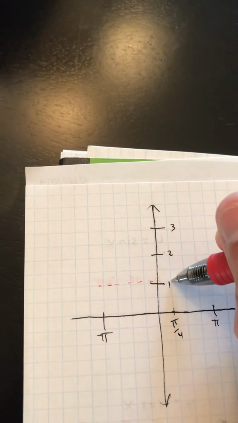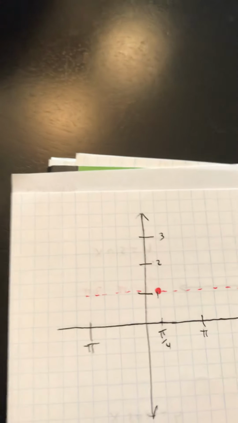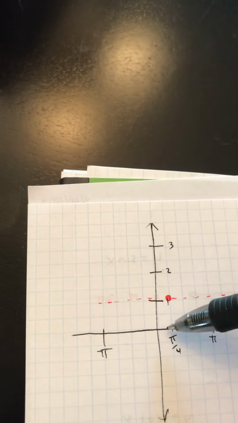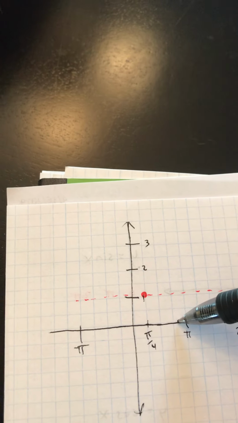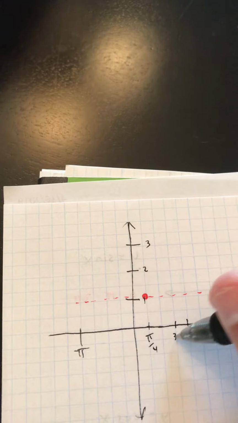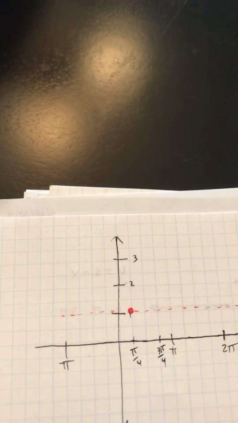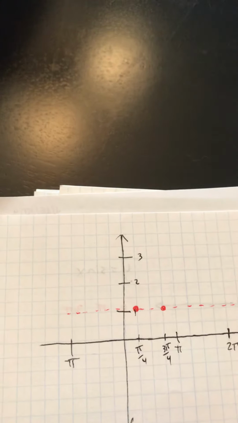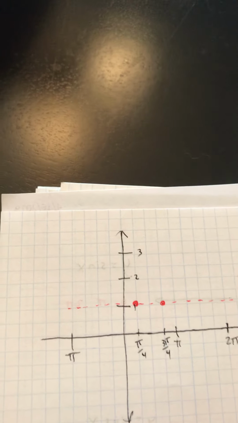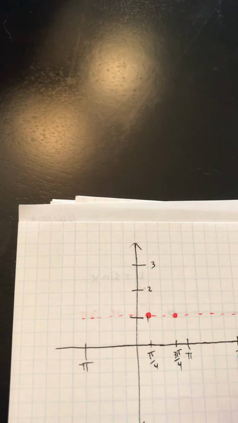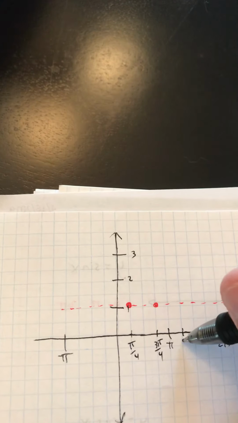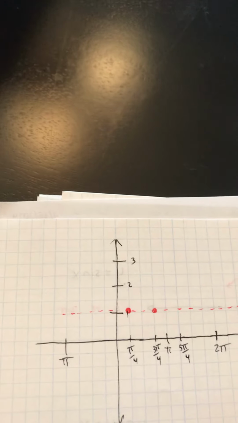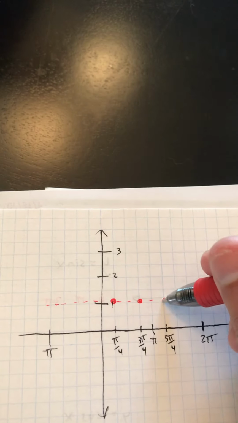Pi over 4 is going to be that point right there. 3 pi over 4, so this is 1/4, 2/4, 3/4. 3/4 pi would be right here, and that point's going to go in there. Okay, and then the next one's going to be at 5/4 pi, so that'd be 4/4, or 1, and then 5/4 is going to be that next position there, 5 pi over 4, and we can put in our point right there.